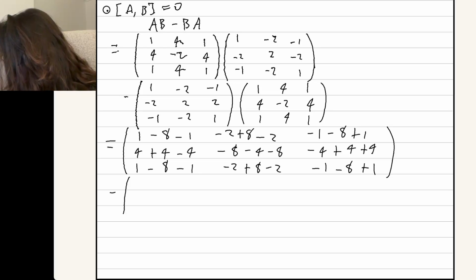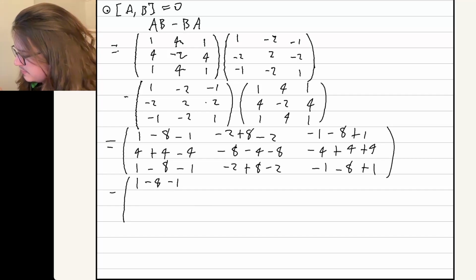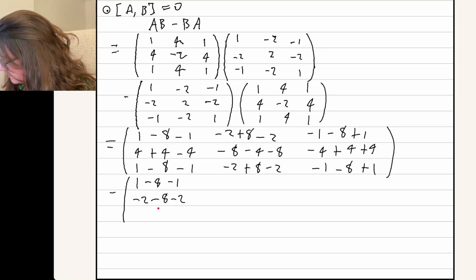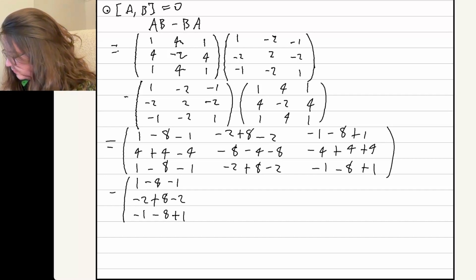That's the first couple of matrices done, and then the other couple looks like 1 minus 8 minus 1. No. There's supposed to be a minus sign right there. My bad. But then, yeah, so that's minus 2 minus 8 minus 2. And it's actually minus 2 plus 8 minus 2 for sure. And then minus 1 minus 8 plus 1. That's cool stuff there.